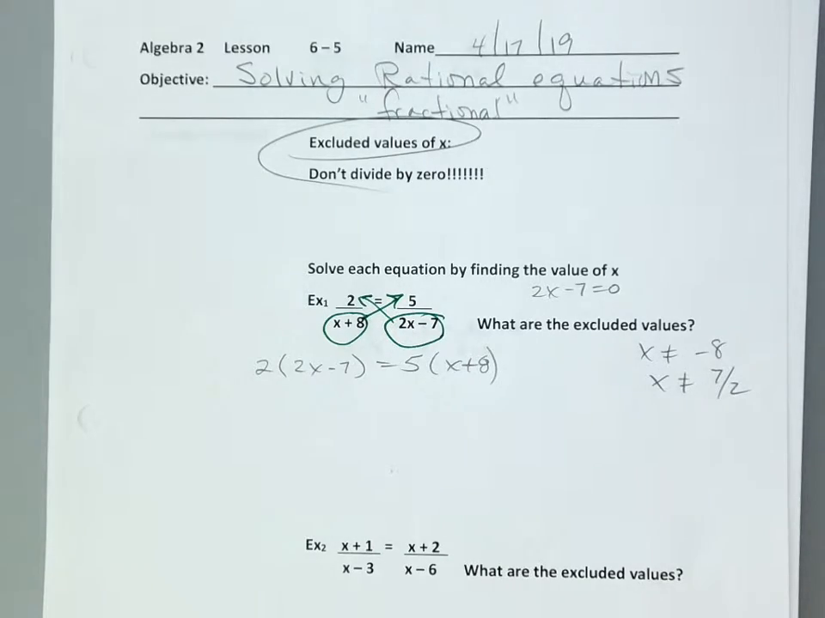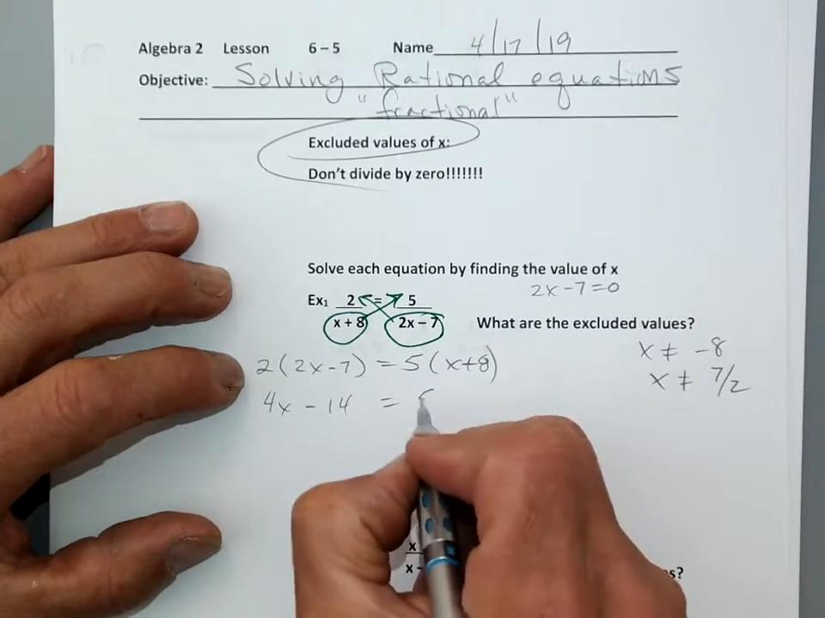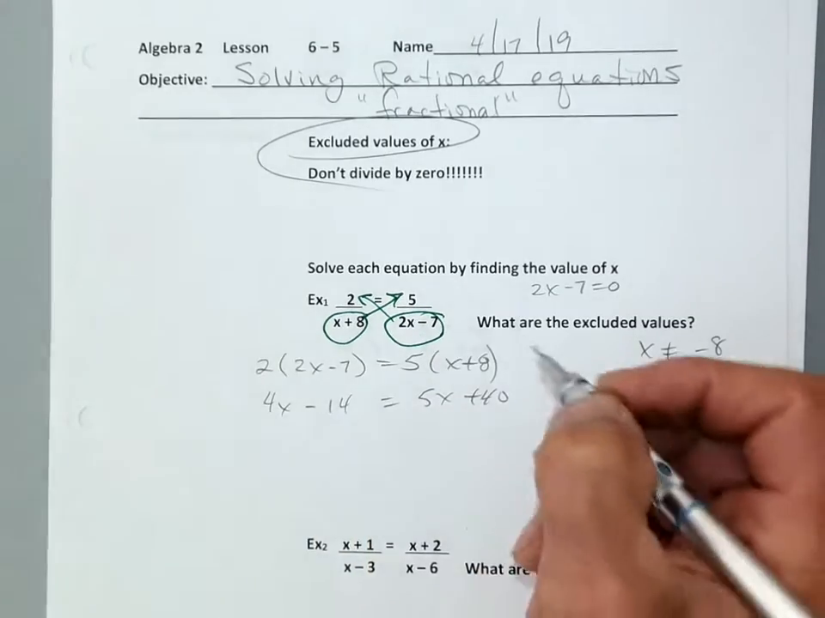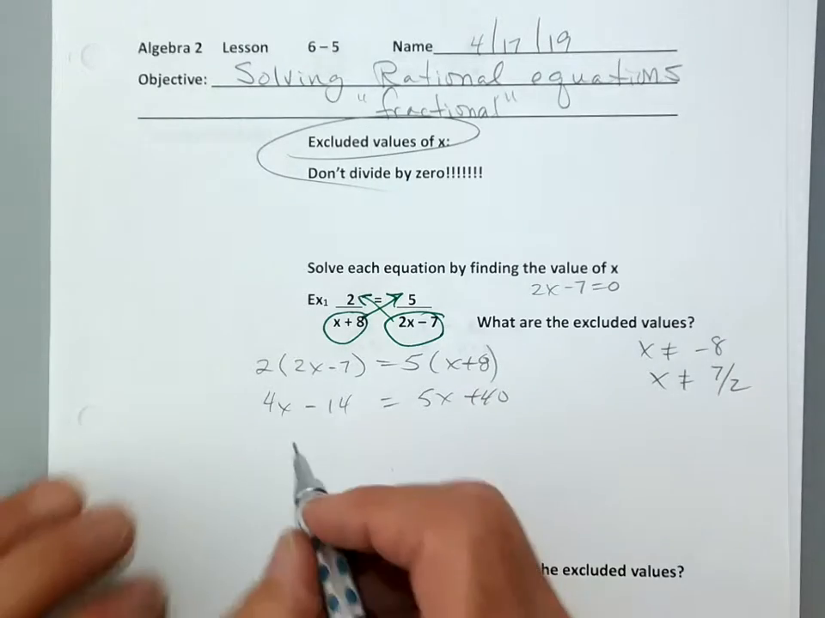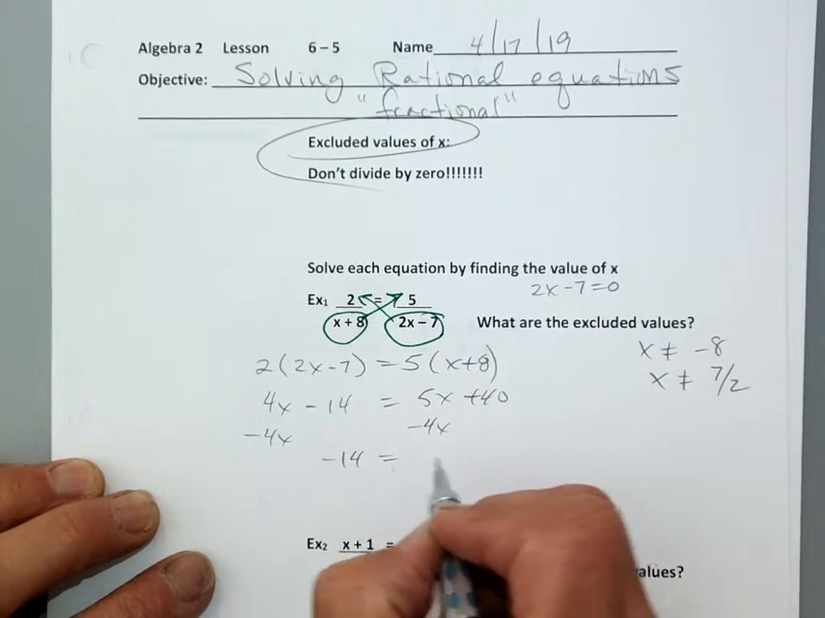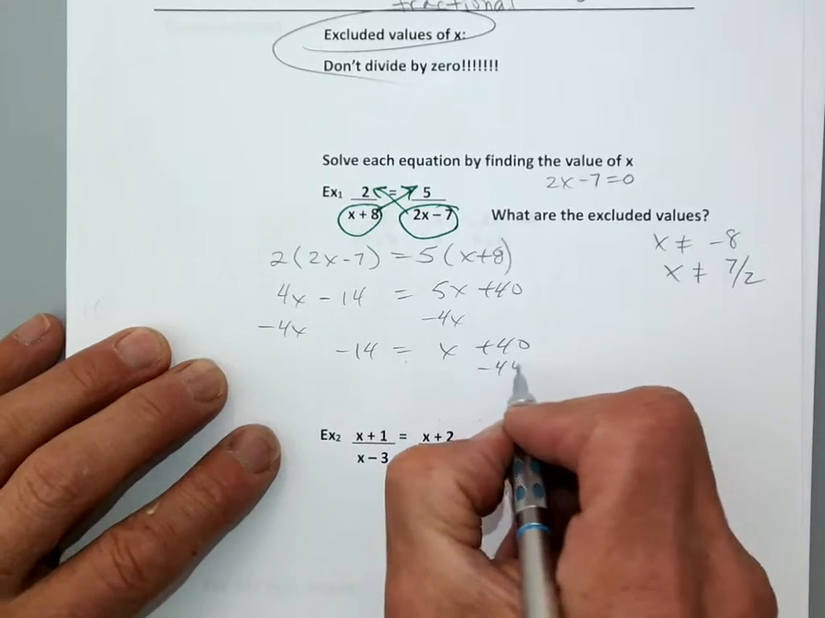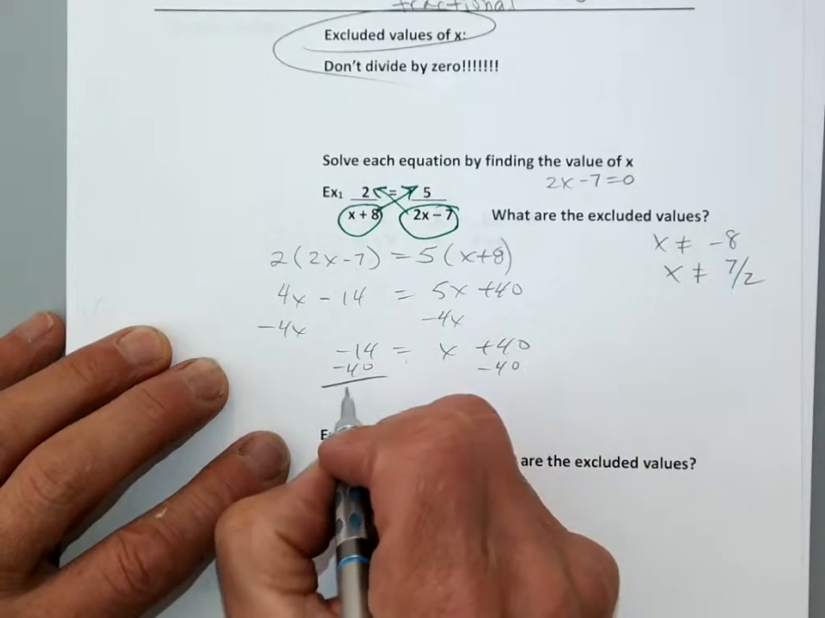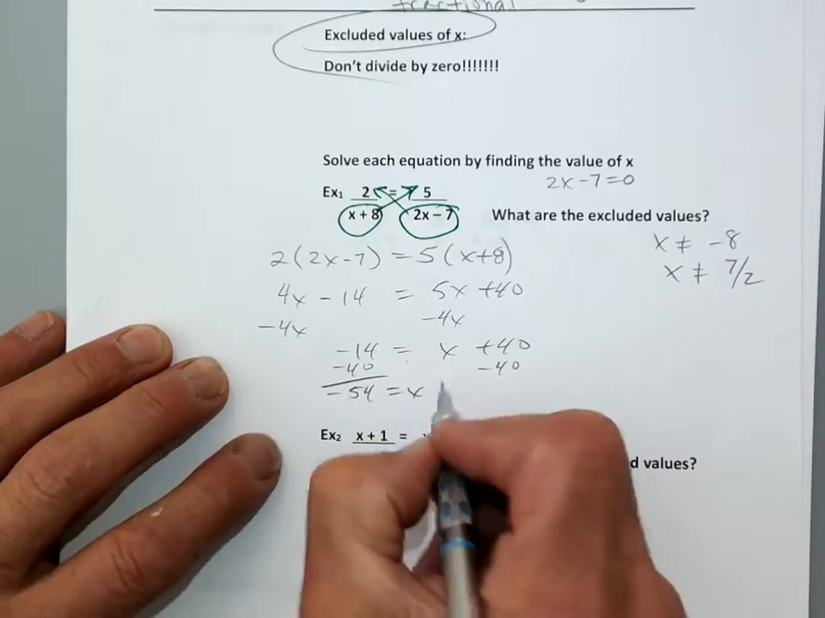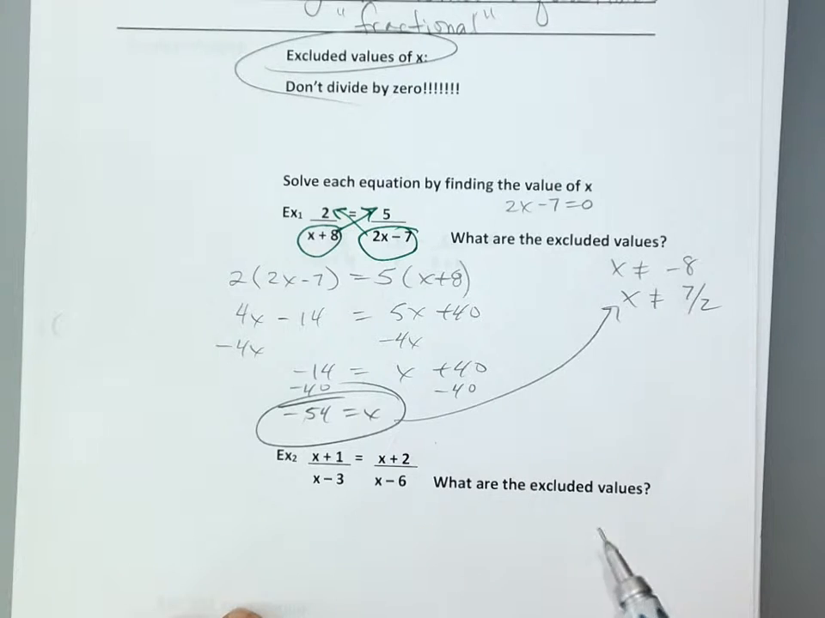So I'll have 4x minus 14 equals 5x plus 40. Solve. Minus 4x, minus 4x: negative 14 equals x plus 40. Minus 40, minus 40: I've got negative 54 equals x. That's good, because it's not either one of those excluded values. So let's keep our answer. Pretty easy? Okay, example 2.